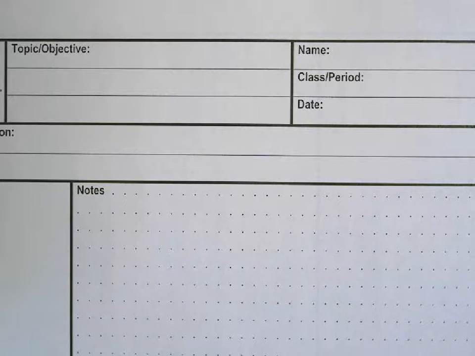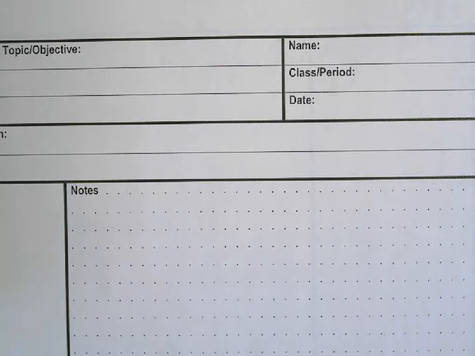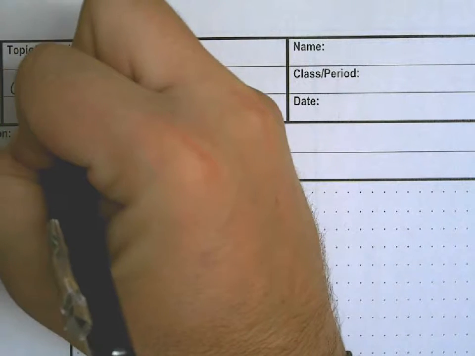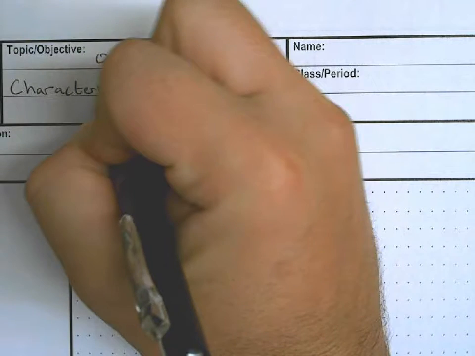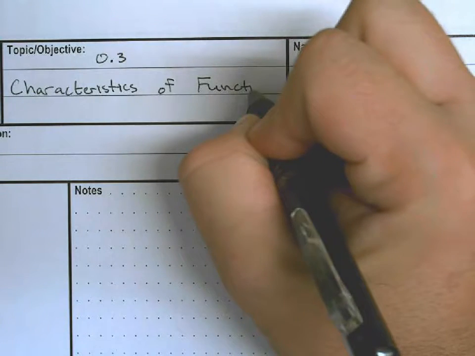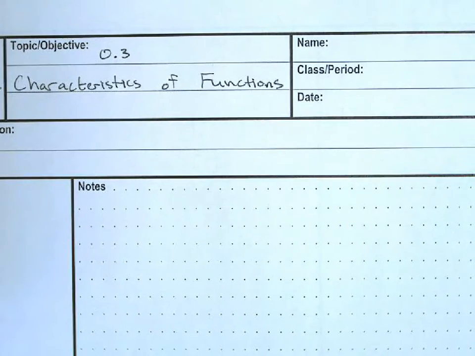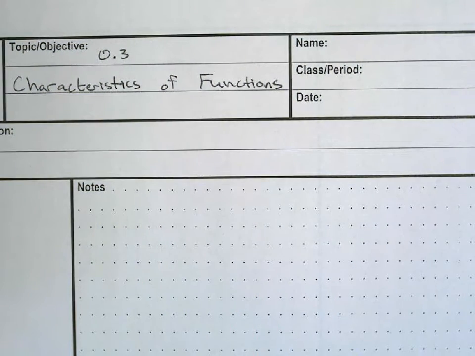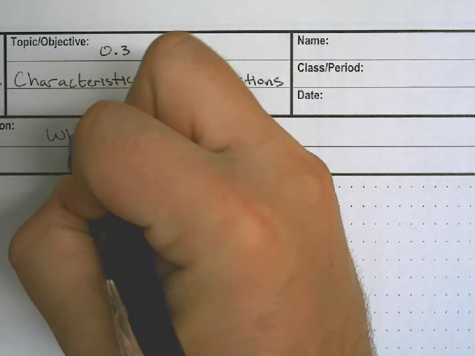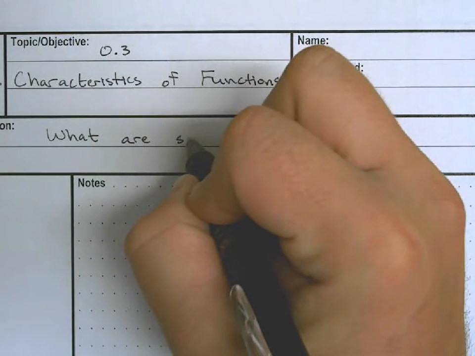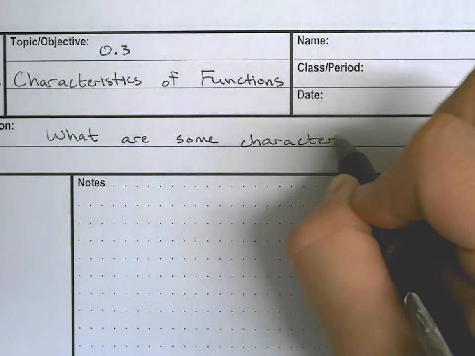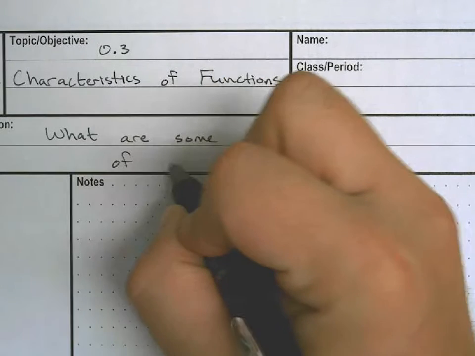In this video, we will be looking at, we'll call this lesson 0.3, and we're going to call it Characteristics of Functions. And our essential question is, what are some characteristics of functions?